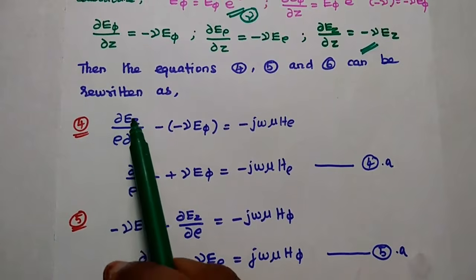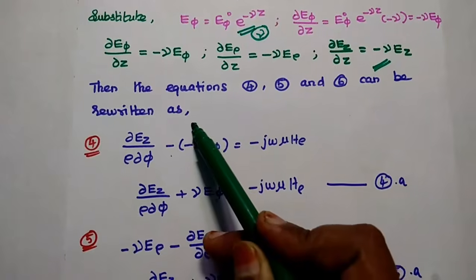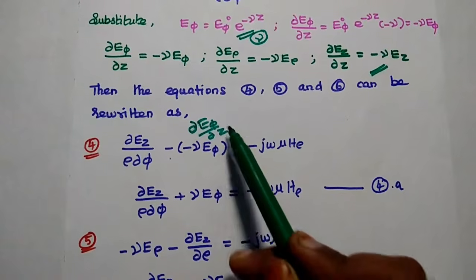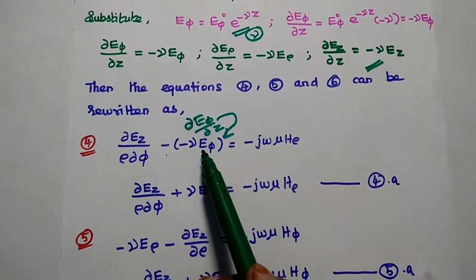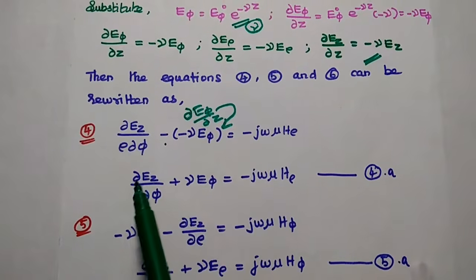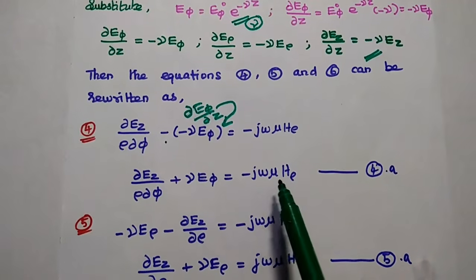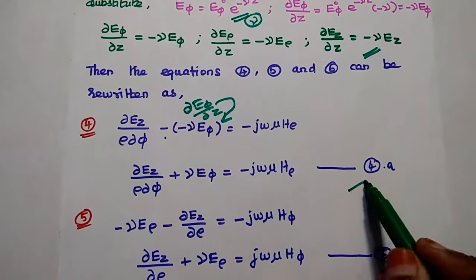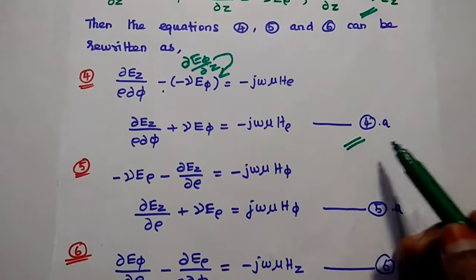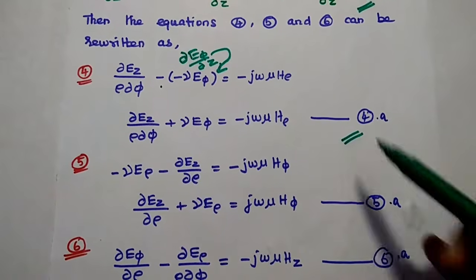So first we have to consider the fourth equation. Here it is ∂Ez/(ρ ∂φ) minus, actually what is its value? Its value is ∂Eφ/∂z. That value is replaced with minus γEφ. So minus into minus is plus. Here we can get ∂Ez/(ρ ∂φ) plus γEφ is equal to minus jωμ Hρ. So this is the updated or simplified version of the fourth equation. We can consider that as 4.a as well. So hereafter we can consider these equations alone.